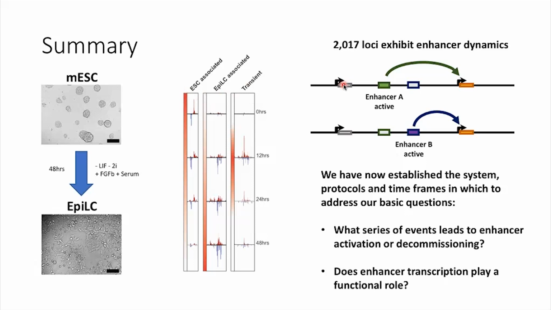And then finally, after we establish this timeline and using all of our techniques, we can pick apart the series of events that actually lead to enhancer activation and decommission. And then finally, try to break it by introducing our inhibitors for Pol2 function and see what it might actually be doing in this process.